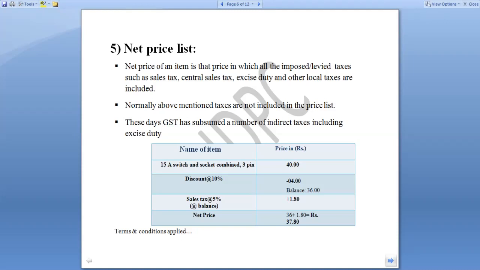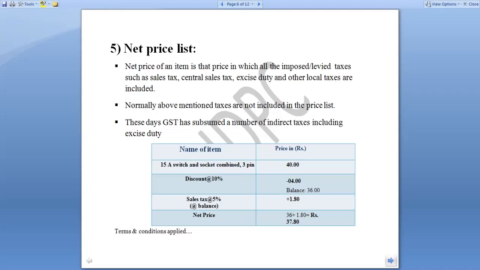Now again he is charging sales tax of 5% on the balance, that means on rupees 36. That comes to 1.80. Therefore the total or the net price would be the balance as well as the sales tax. In this case also there are certain terms and conditions as quoted by the supplier or the retailer, or we can say the wholesaler.